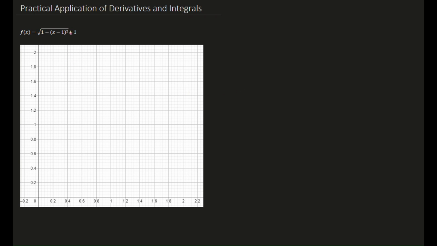Even just looking at the properties, I know that this value means I have a vertical shift upwards by 1. And I know that this value means I have a horizontal shift to the right by 1. But how do I graph the rest of this function? What does the rest of this function look like?